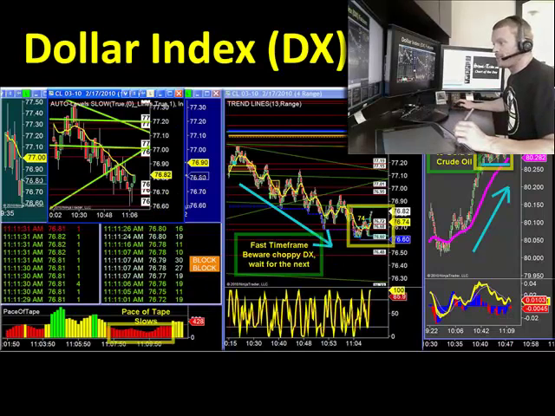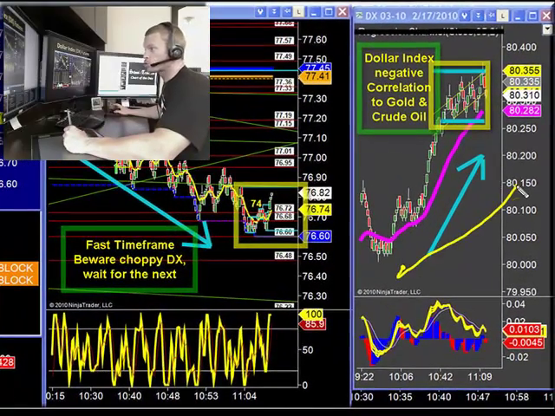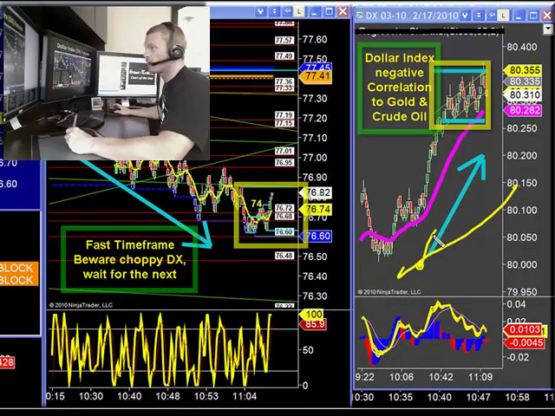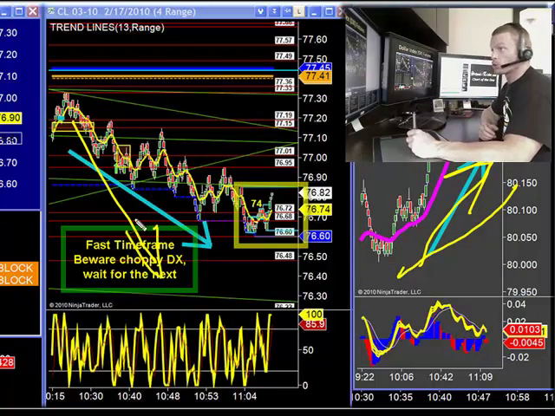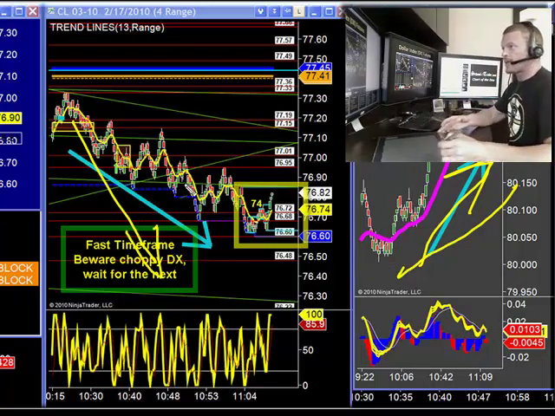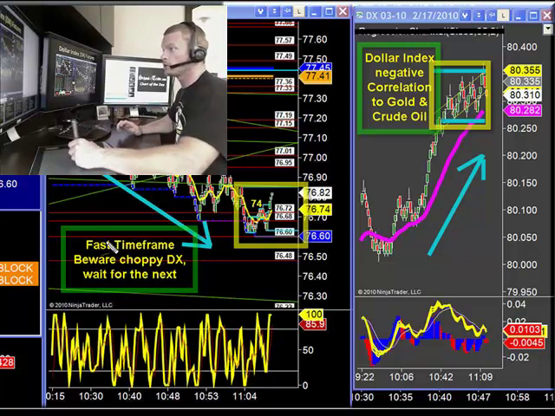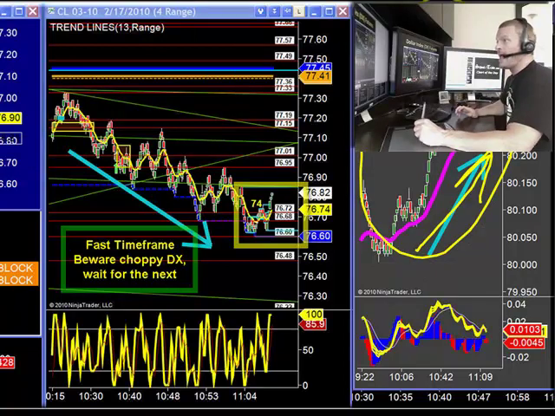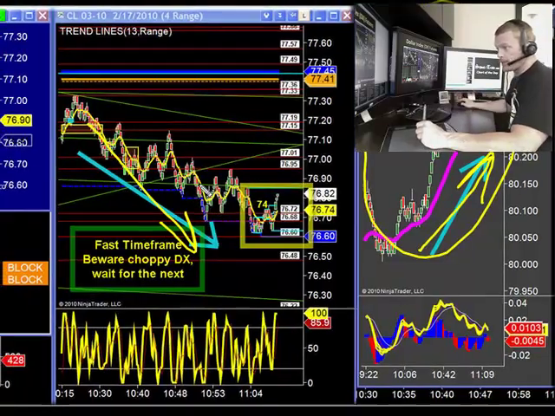Here's the dollar index, guys, in the right-hand corner. And you can see we have this very strong trend up. While the DX is trending up, we also see the gold or the crude moving down. So once again, let's back up. Dollar index trending up. As you can see, dollar index trending up over here on the right side. And we see the crude oil trending down. Once we have the dollar index trending up and the crude oil trending down, that's the perfect correlation. That's what we're looking for.